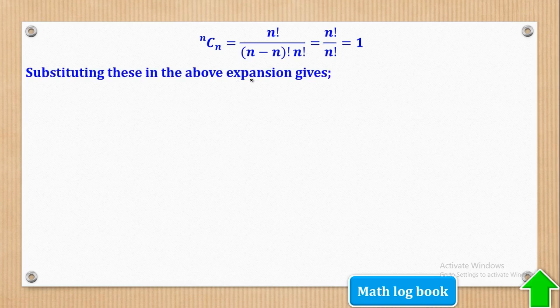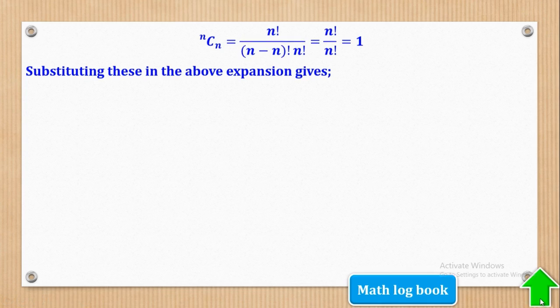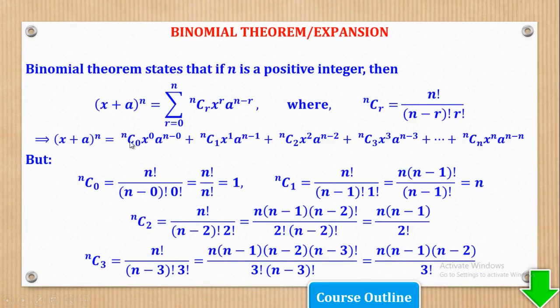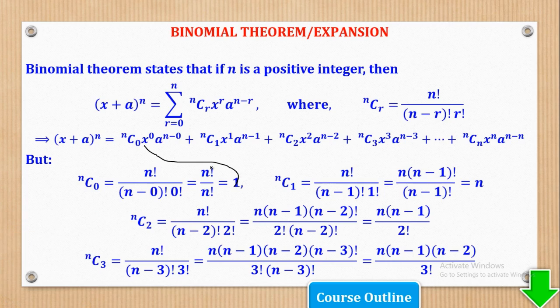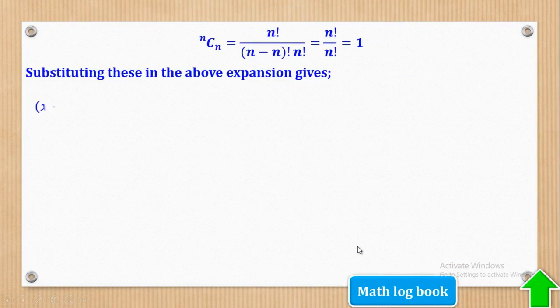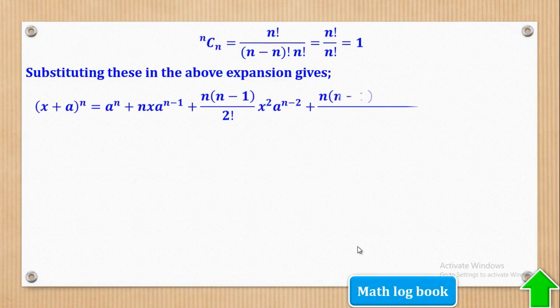So substituting these combinations into the above expansion, for example, remember in this expansion we had n combination 0, n combination 1, n combination 2, n combination 3, up to n combination n. So whenever there is n combination 0, I'm going to put there this, and here I'll put there that, here I'll put there this, and here I'll put there that. Then for n combination 1, I'll put what I got. Now when I do that, this is what I'm going to come up with. So I'll come up with that as my expansion.